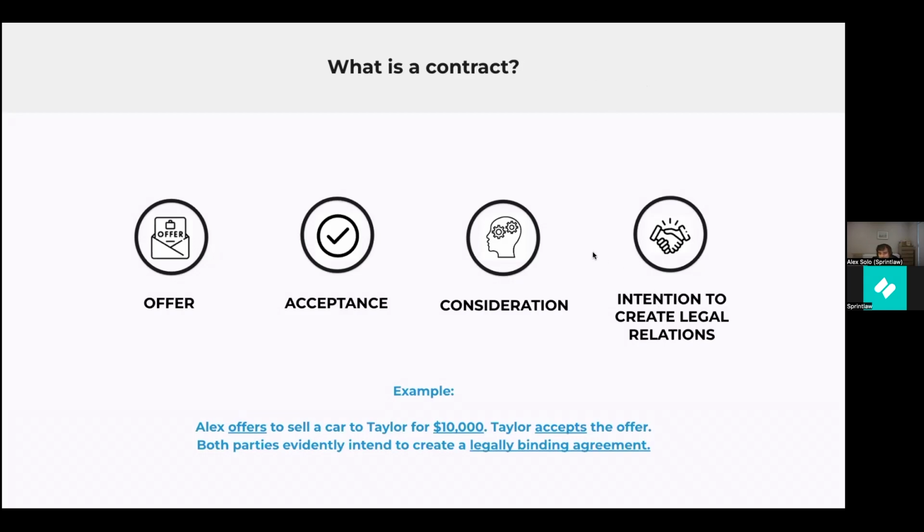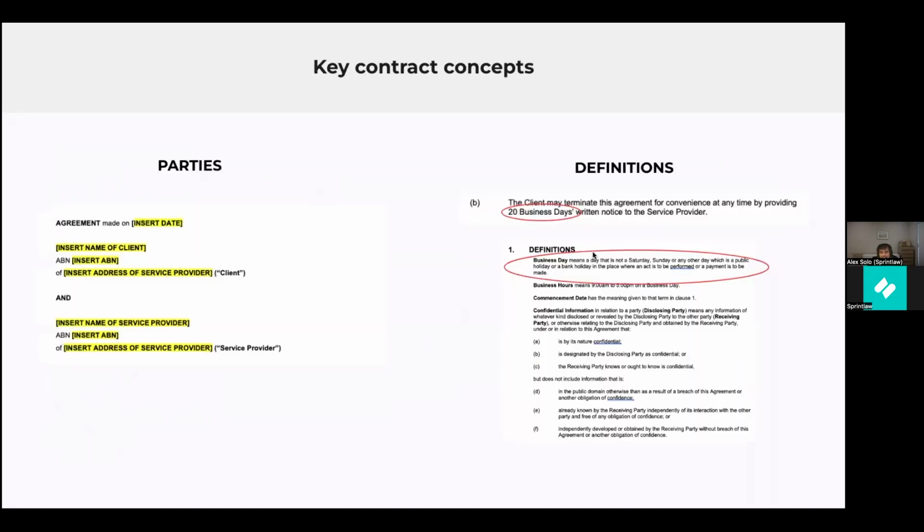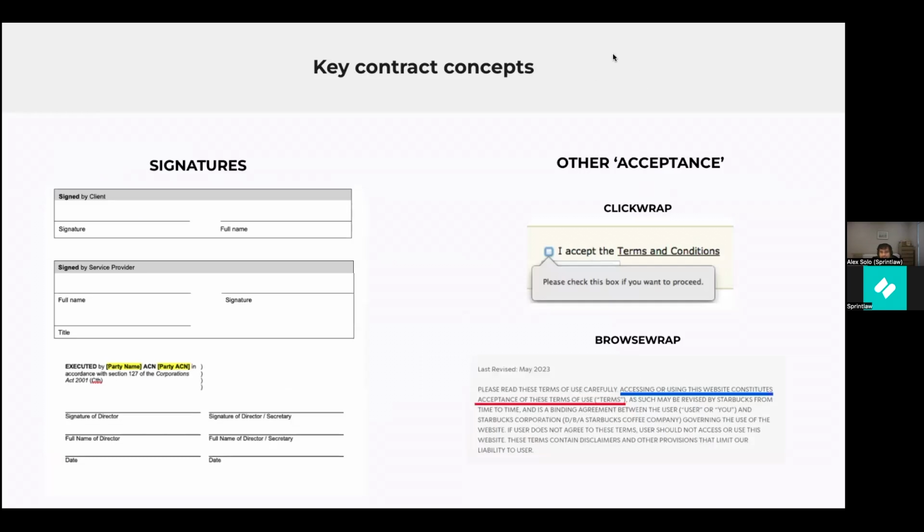But is there an intention to create legal relations when they just see your website? Unclear. So these are still commonly used. Certainly on Sprintlaw's website, we have a browse-wrap agreement just for our web terms, and we link to it in various places. But whether they can be enforced is a little bit grey.